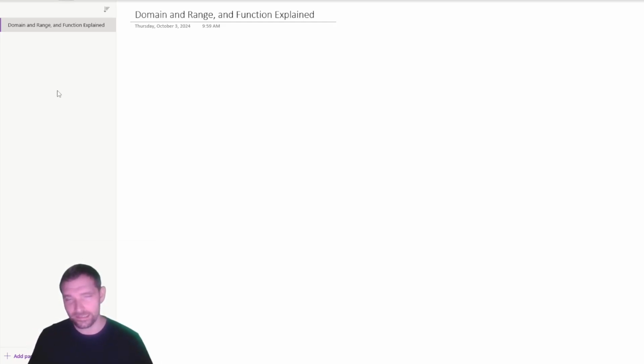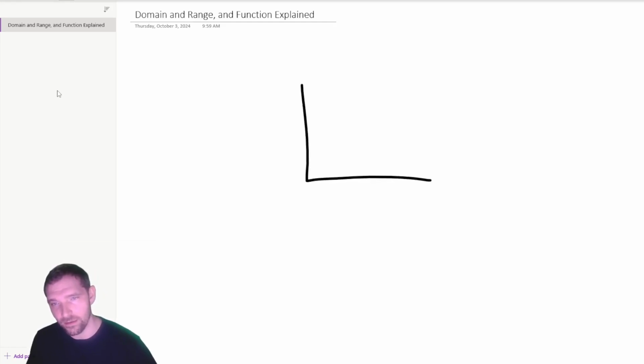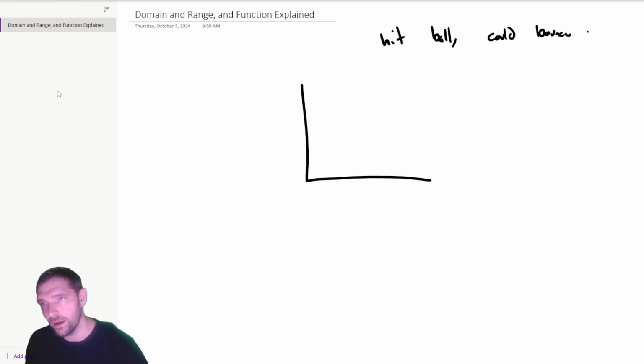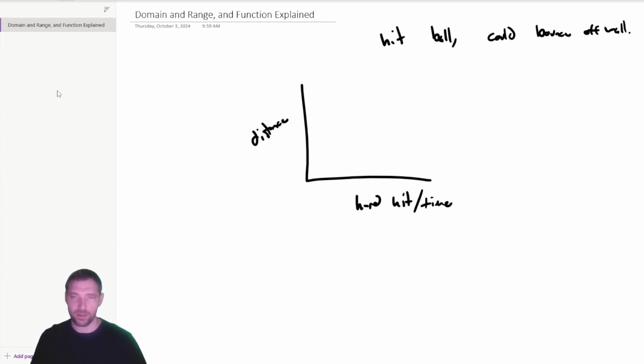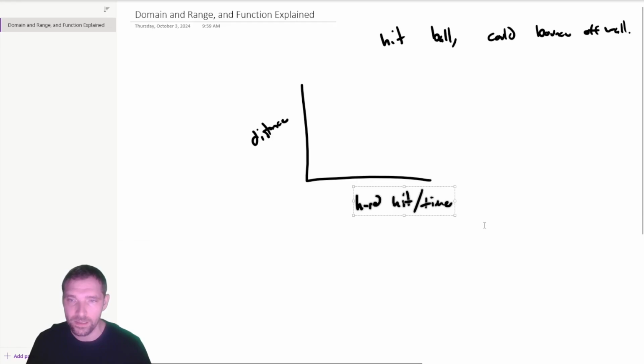So, the easiest example for this for me is to think about hitting a ball and it goes some distance and then it might hit a wall and then bounce back. So you're hitting a ball, it could bounce off a wall. And what we want to do is think about the distance it's traveled and how hard you're hitting it, or possibly time. Now, these could be both options for what's going down in the bottom here.